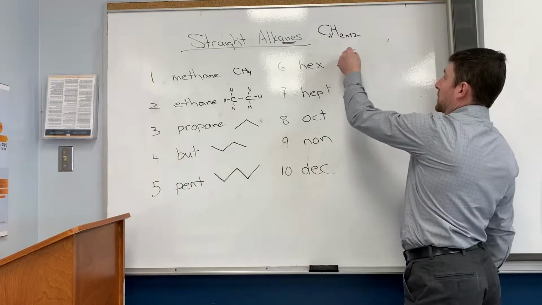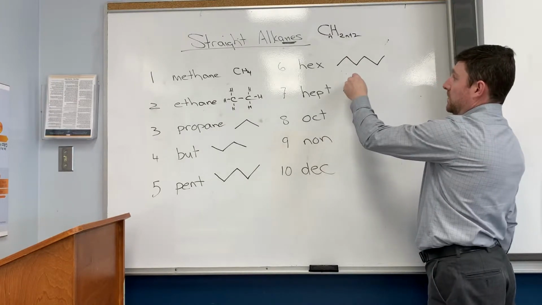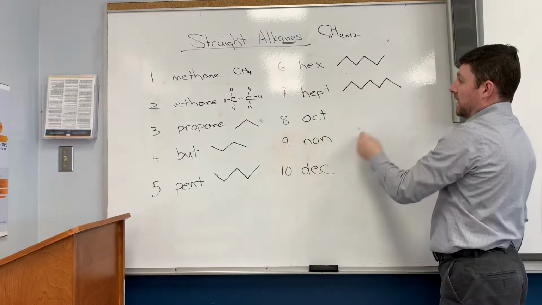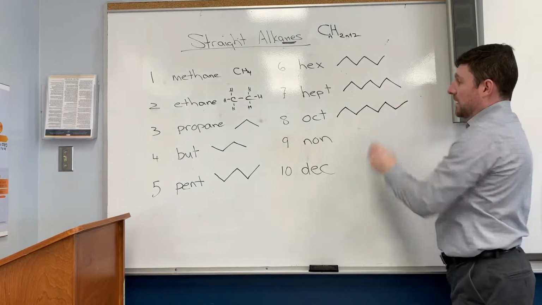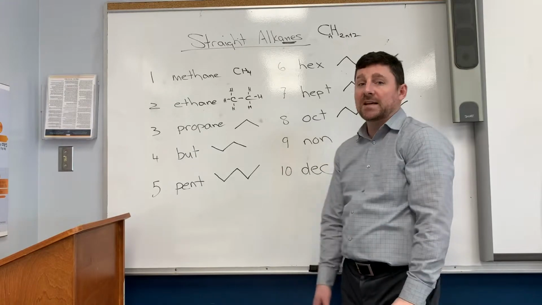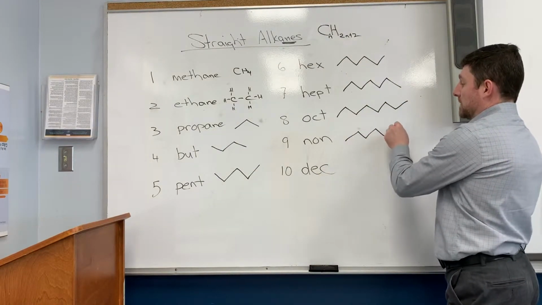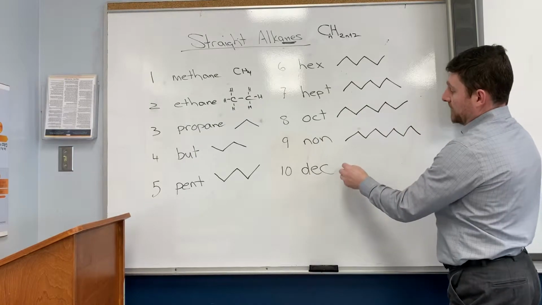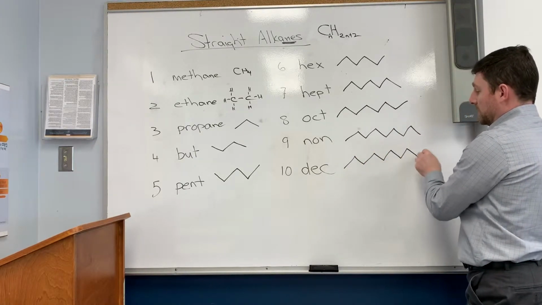Hexane, 1, 2, 3, 4, 5, 6. Heptane, 1, 2, 3, 4, 5, 6, 7. Octane, 1, 2, 3, 4, 5, 6, 7, 8. Octane's probably a familiar one as well because it's the major component of gasoline. Nonane, 1, 2, 3, 4, 5, 6, 7, 8, 9. And decane, 1, 2, 3, 4, 5, 6, 7, 8, 9, 10.